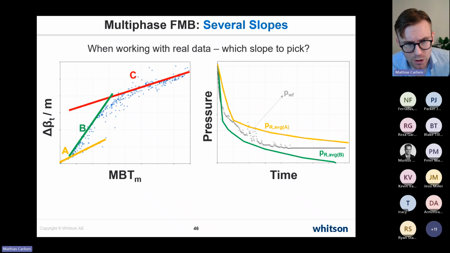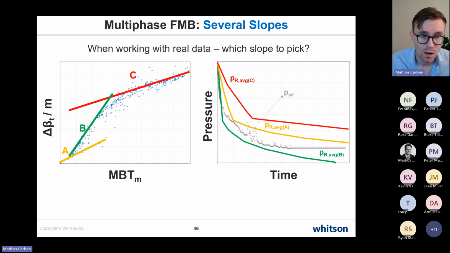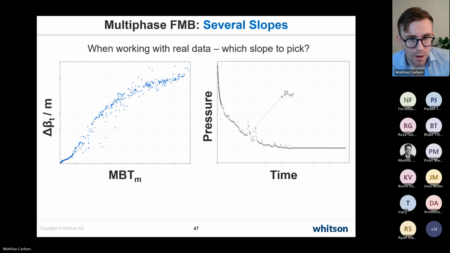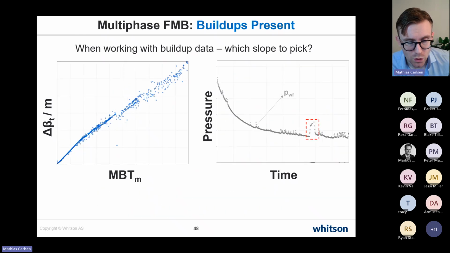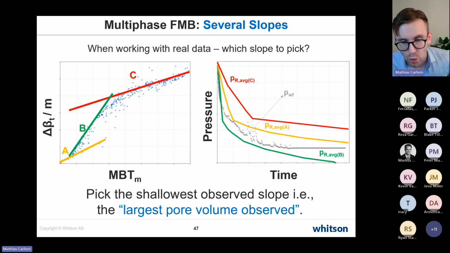And then after some time, we get the stabilized slope C. It's a little bit shallower, sorry, and we get a higher average pressure versus time. Since that average pressure is higher versus time, it means the pore volume is bigger. So slope C is shallower than slope A, and most likely we've seen more of the boundaries at late time, so slope C would be a correct interpretation for this particular one. This is just emphasizing that again: we pick the shallowest observed slope, which is the largest pore volume observed to date.